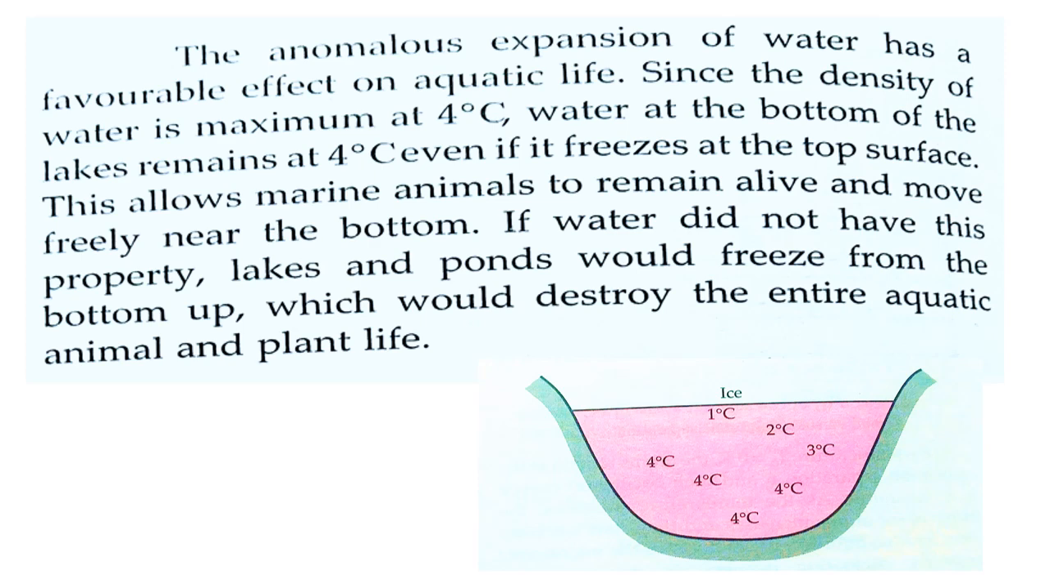The anomalous expansion of water has a favorable effect on aquatic life. Since the density of water is maximum at 4 degrees Celsius, water at the bottom of the lake remains at 4 degrees Celsius even if it freezes at the top surface. This allows marine animals to remain alive and move freely near the bottom. If water didn't have this property, lakes and ponds would freeze from the bottom up, which would destroy the entire aquatic animal and plant life.